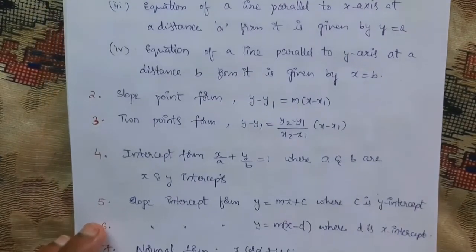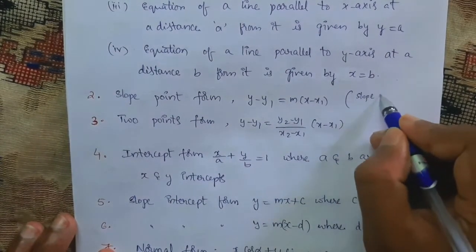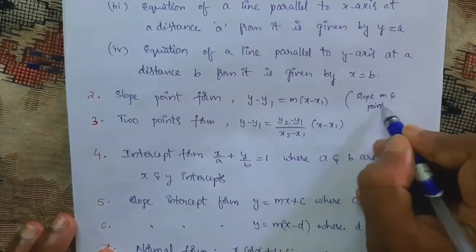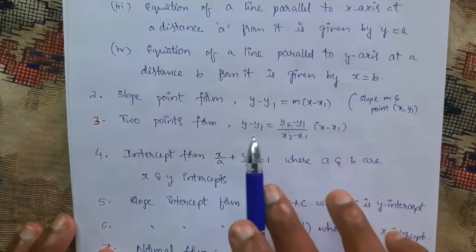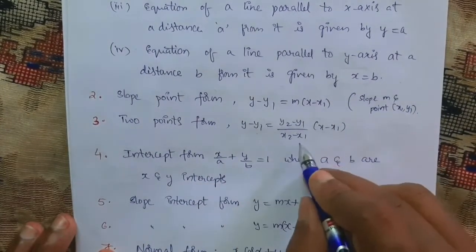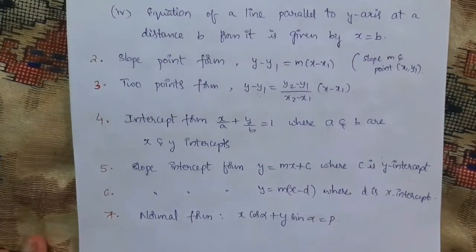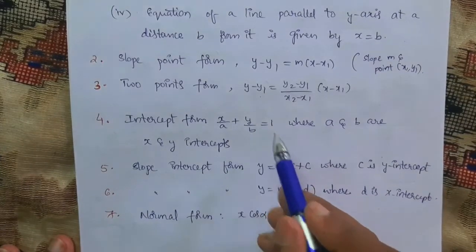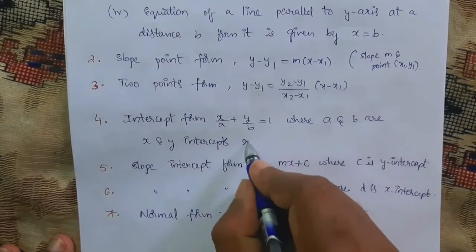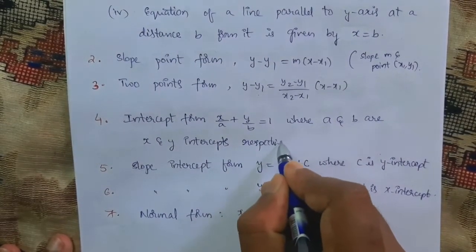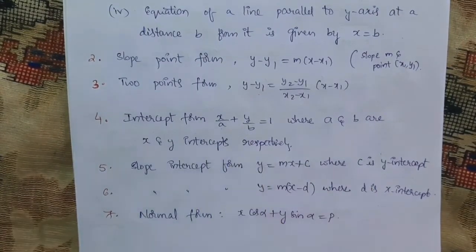Next, slope point form. Slope point form is used whenever we have slope m and a point x1 comma y1, and this is the formula to find the equation. If we have two points, x1 y1 and x2 y2, this is the formula to find the equation of a straight line. Next, intercept form: x by a plus y by b is equal to 1, where a and b are constants, which are the x and y intercepts respectively.